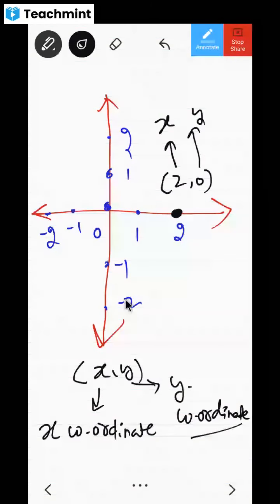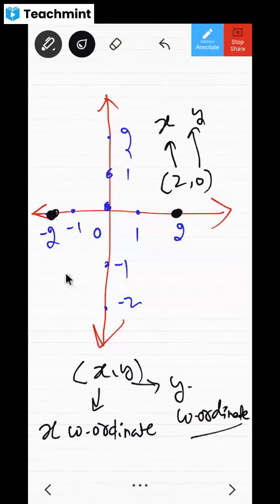Now tell me, what are the coordinates of this point? Minus 2 comma 0. Don't say minus 2 and 0. Just say it as minus 2 comma 0. Clear, dear children?